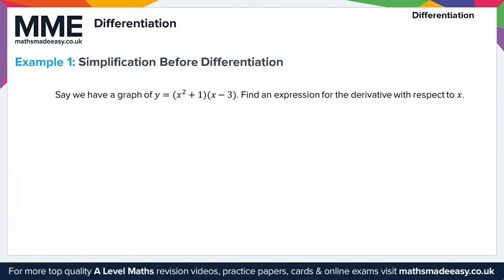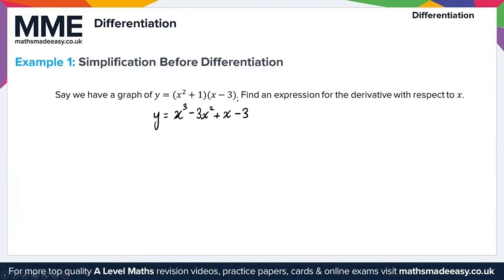However, in this example, we just want to simplify our y equals here. The way to do that would be to simply expand these two brackets. So y is equal to x squared times x, giving us x cubed. All I'm doing is simply expanding these two brackets: x squared times minus 3, giving us minus 3x squared. We've got 1 times x, giving us plus x. And finally, 1 times minus 3, giving us minus 3 for y.